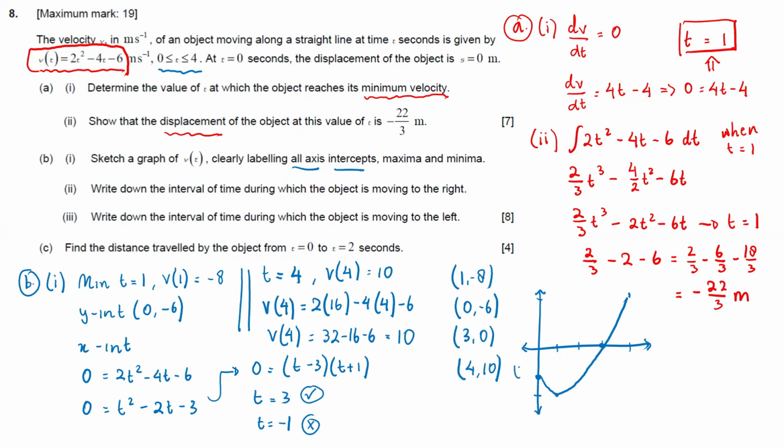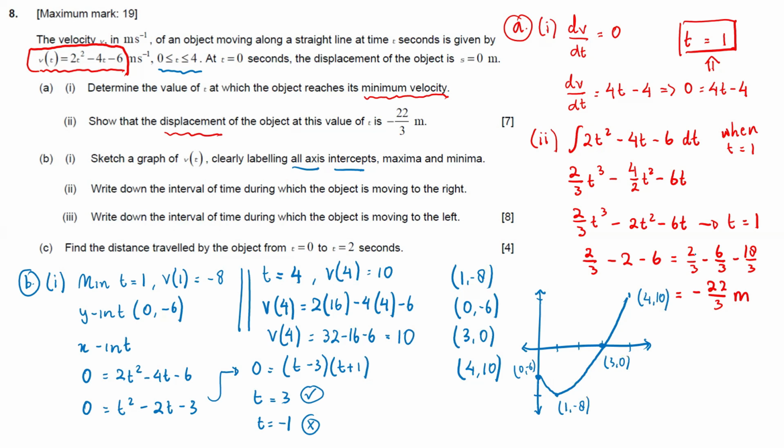So right here we have (0, negative 6). And right here we have (1, negative 8). And then we also have (3, 0) as our intercept. And we have (4, 10) right here. This is actually our maximum, the highest point.